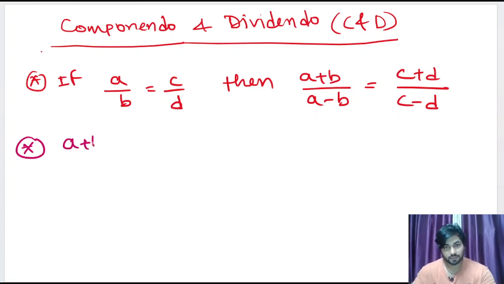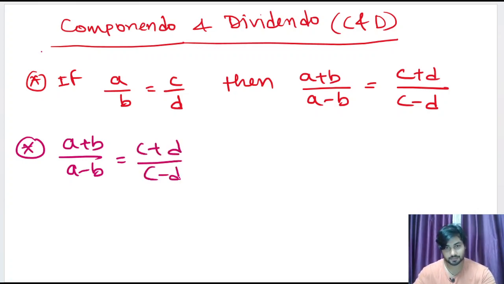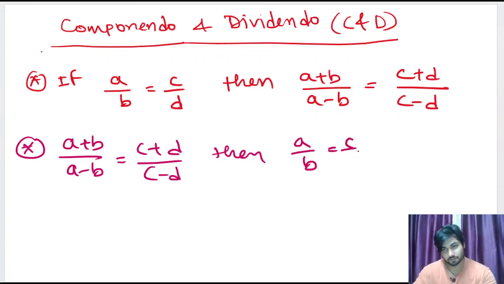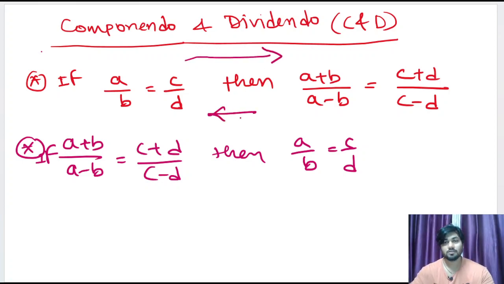If A plus B upon A minus B is equals to C plus D upon C minus D, then A by B is equals to C by D. Reverse is also true. You can see that we are moving forward in this direction and again we are returning in this direction. So reverse is also true in this case.